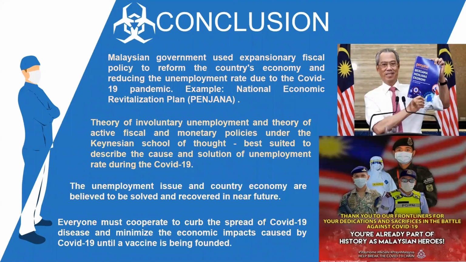So, in this presentation, we have found that the theory of involuntary unemployment and the theory of active fiscal and monetary policies under the Keynesian school of thought best suit to describe the cause of the unemployment rate during the COVID-19 pandemic. Hence, the unemployment issue and the country's economy are believed to be solved and recovered in the near future. But for now, everyone must cooperate to curb and decrease the spread of the COVID-19 disease and minimize the economic impact caused by COVID-19 until a vaccine is found.